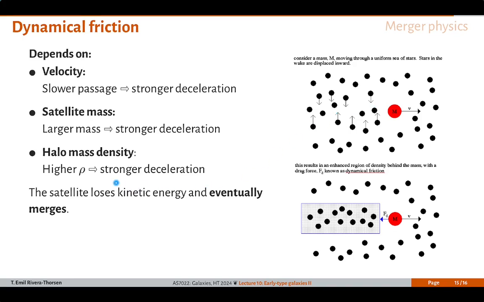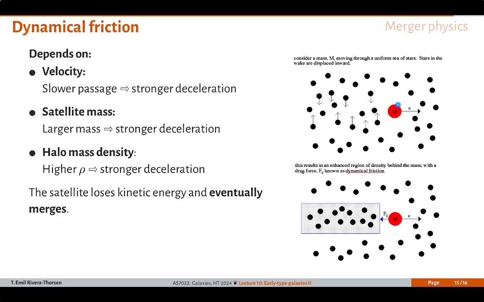And finally, it will depend on the halo mass density, so the mass density of this sea of stars, as we can look at like before. So higher density also means stronger deceleration. But given that slower passage means stronger deceleration, that also means that as this effect has time to work, it also starts working more and more strongly. So the more a satellite galaxy or a similar mass has been slowed down already, the more efficiently the slowing down will work and deprive it of its remaining velocity.